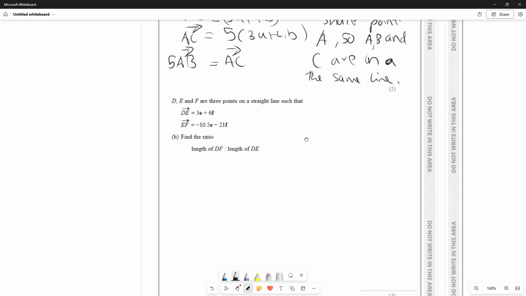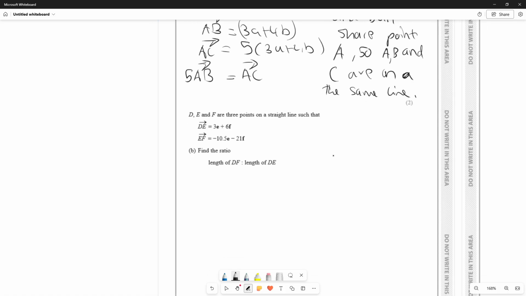D, E, F are 3 points on a straight line such that DE equals 3e plus 6f, and EF is minus 10.5e minus 21f. Find the ratio of the length of DF to the length of DE. So we want to find the length of DE, and we're given DE, so DE is equal to 3e plus 6f. Now I want to factorize this, so I'm going to go 3(e plus 2f). And let's find DF. Notice DF is not given here. But if you want to get to DF, DF is equal to DE, because we have to go to E, and then from E we can go to F.